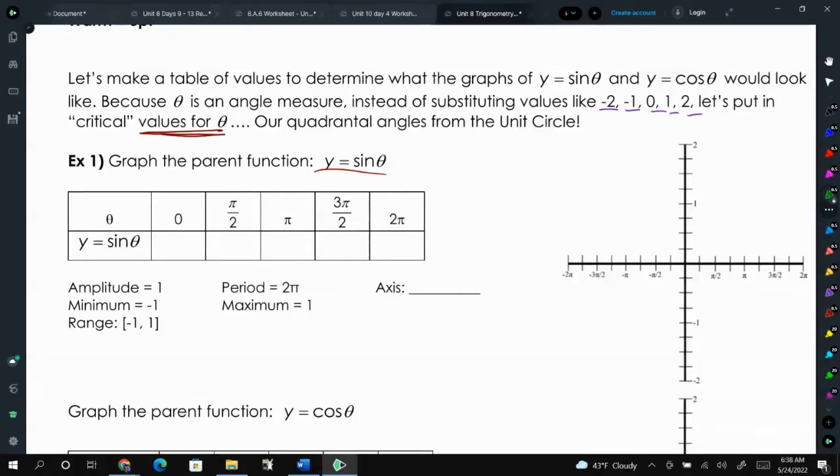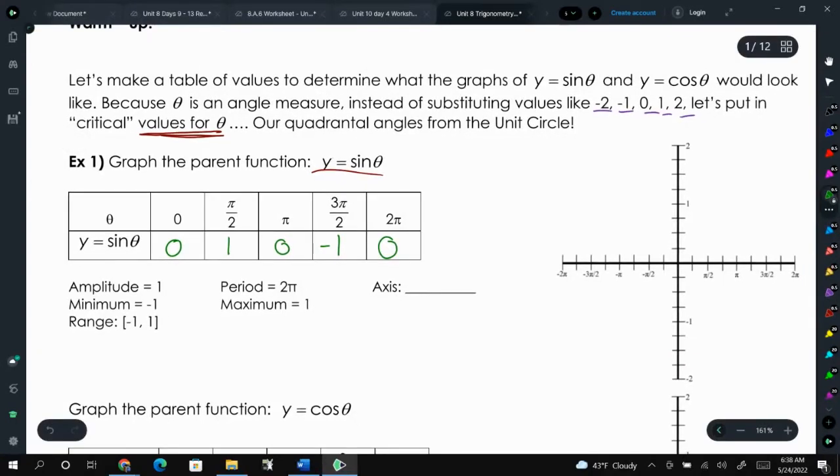So the sine of 0 is 0. The sine of pi over 2 is 1. The sine of pi is 0. The sine of 3 pi over 2 is -1. And the sine of 2 pi is 0. Now we could keep going up by pi over 2, and you will see that this function will repeat itself. Sine and cosine functions are what are called periodic functions because they have a period, or they repeat themselves.